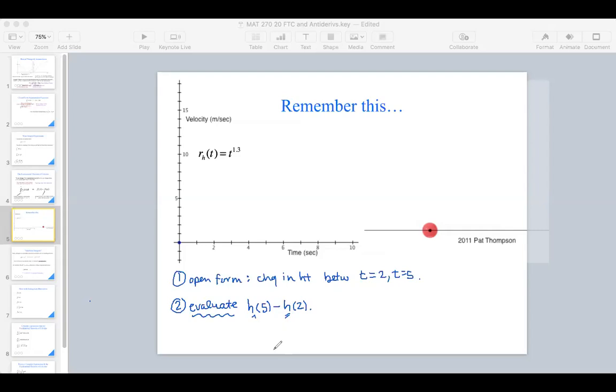Take a couple minutes. And when I say evaluate, don't worry about getting a decimal value. Just write it out using function notation, whatever your antiderivative is. You can write it out that way.